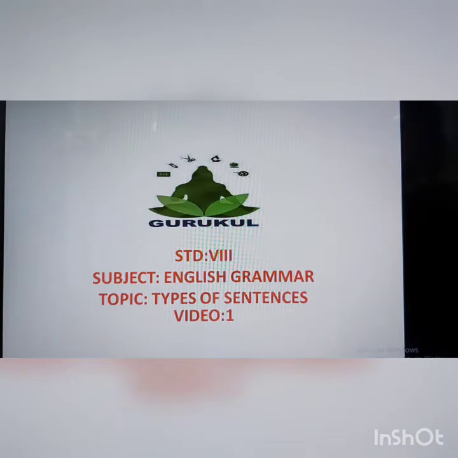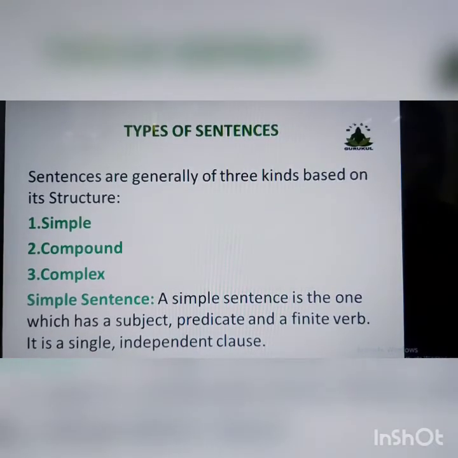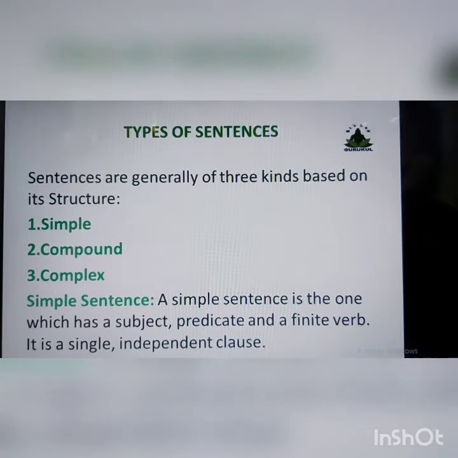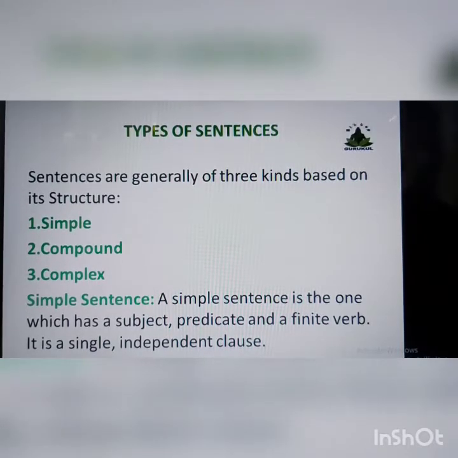Good morning, children. Today we are going to learn a new topic of grammar, that is types of sentences. So let's begin, children. Types of sentences. Children, sentences are generally of 3 kinds based on their structure. The first type is simple, second is compound, and the third type of sentence is complex.